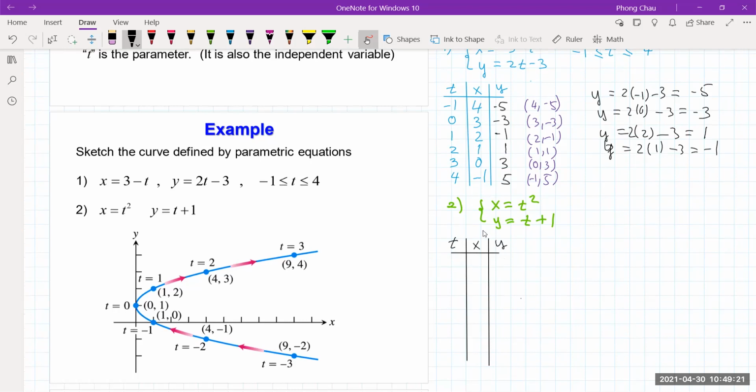All right, t. This time t has no restriction, so the domain is all real numbers. So t could be anything from negative to positive infinity. But we often pick the numbers that are around 0. So something like -3, -2, -1, 0, 1, 2, 3. You can pick more if you like. And then you're gonna plug in here. You see that when x equals t squared, basically the x is just the t value squared.